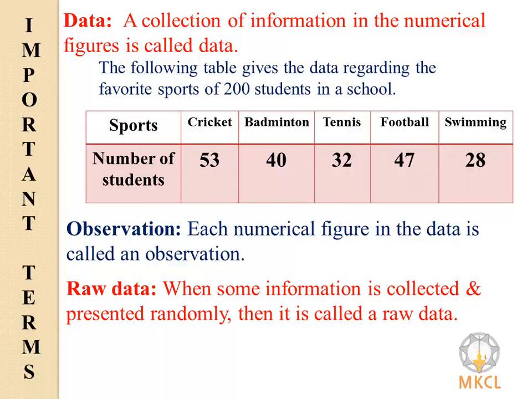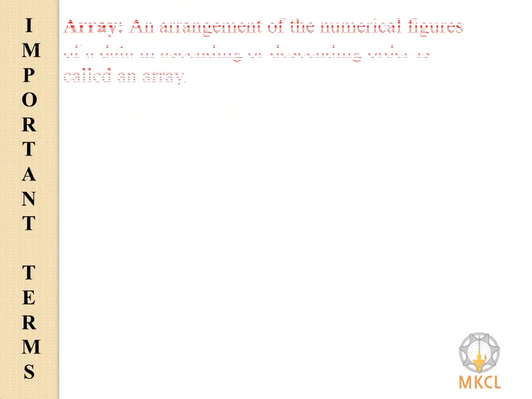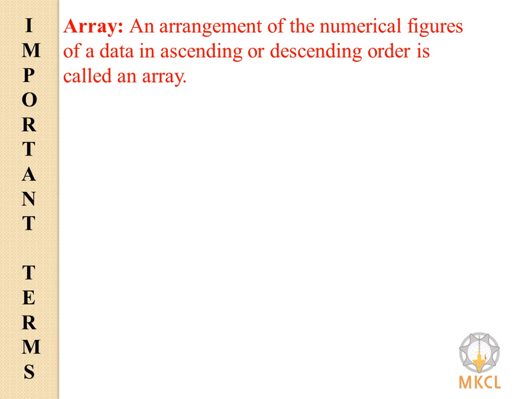Raw data. When some information is collected and presented randomly, it is called raw data. This is an example of raw data. Array. An arrangement of the numerical figures of a data in ascending or descending order is called an array. We see the examples of these terms.